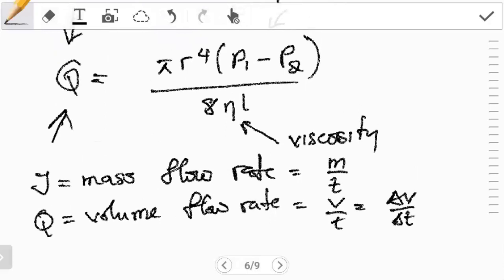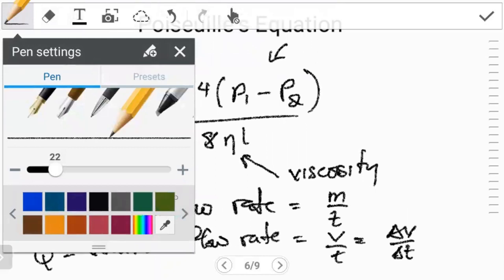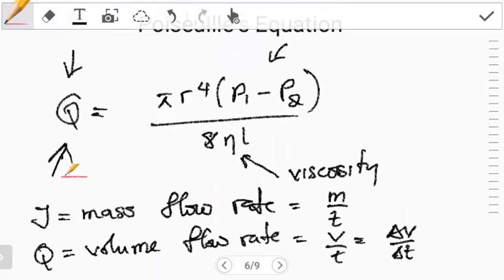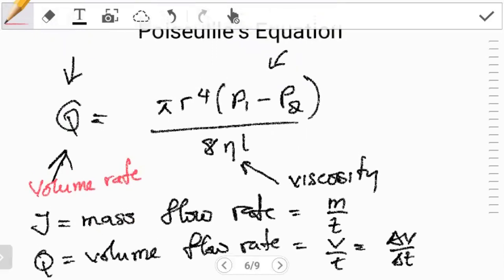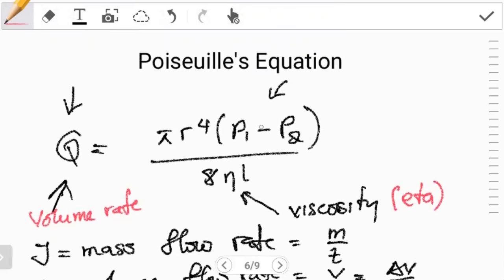The next thing that I want you to know, you can highlight that. So first, this is the volume flow rate. This is the viscosity, and of course, the symbol there is just eta. It's a Greek symbol. And then here, this is the pressure difference, P1 minus P2. So this is the pressure difference.